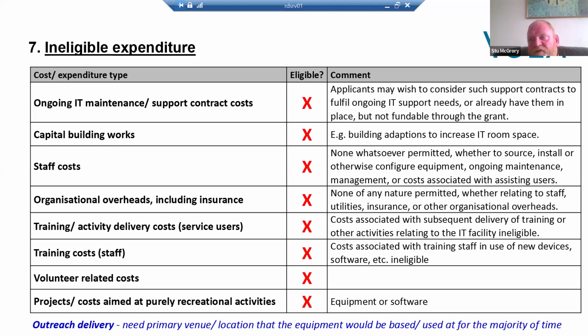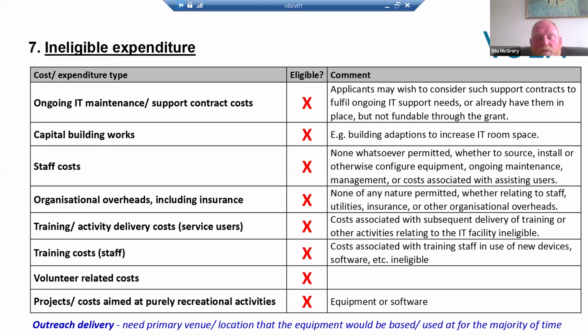So we've had some applications where people have said, we want 5 gaming PCs for our youth club, at £2,000 each. Now, whilst we totally see the need and the merit and how good it is for the kids who are using that centre, the steer we got is it's not about just recreation. So I wouldn't apply for that.